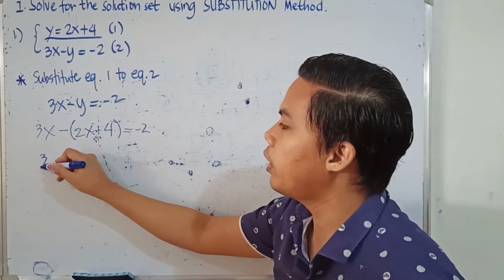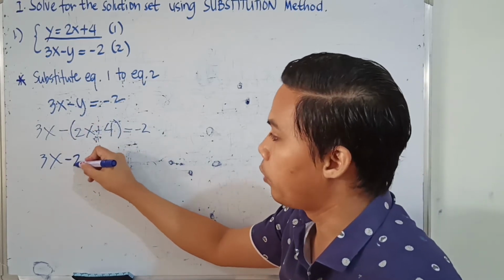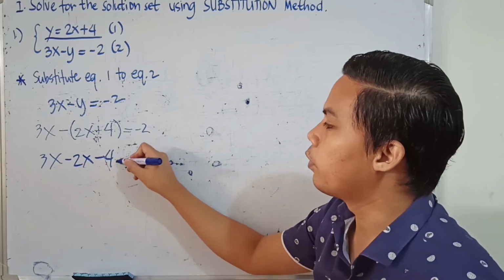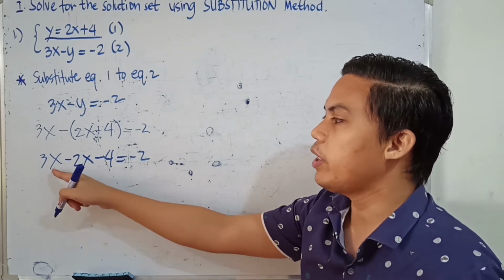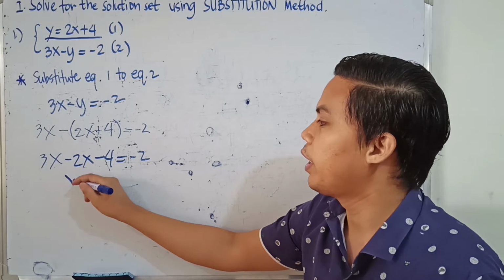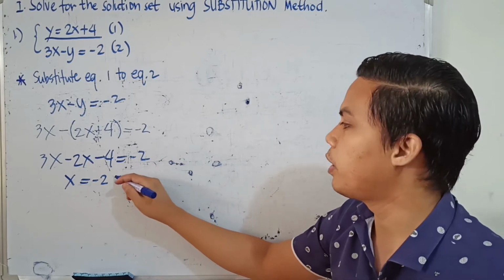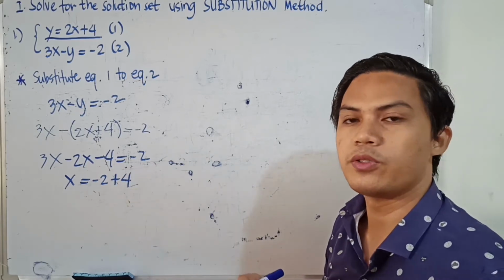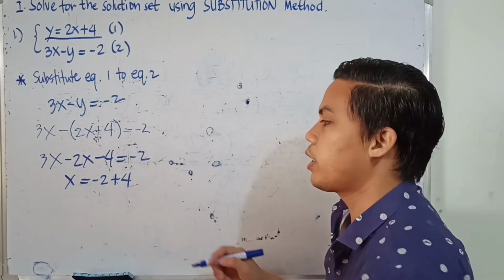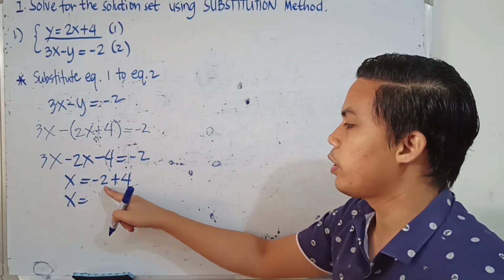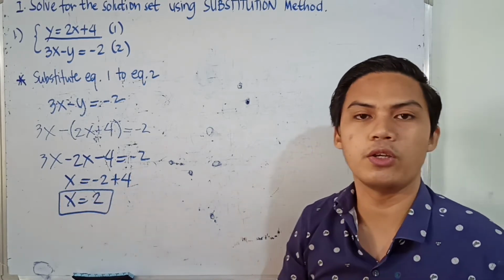Let's simplify. So we have 3x. Multiply everything inside the parentheses by the negative. So we will have negative 2x and negative 4 is equal to negative 2. Then, simplify further. Combine similar terms. 3x minus 2x, that is positive x. Then, negative 2. The negative 4 we will transpose to the other side, so it will become positive 4. We make sure that only x remains on the left side of the equation. The rest will be transposed to the right side. So x is equal to negative 2 plus 4, that is positive 2. This means the value of x is equal to positive 2.